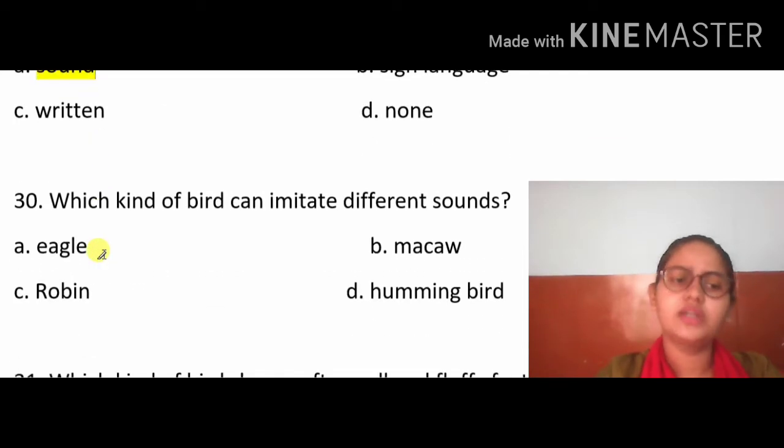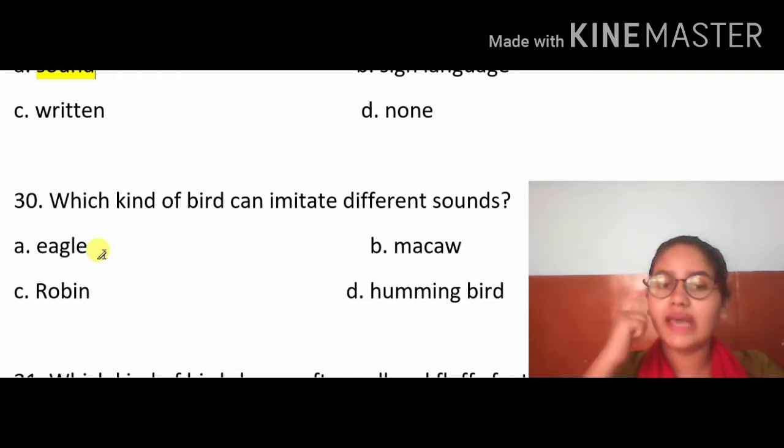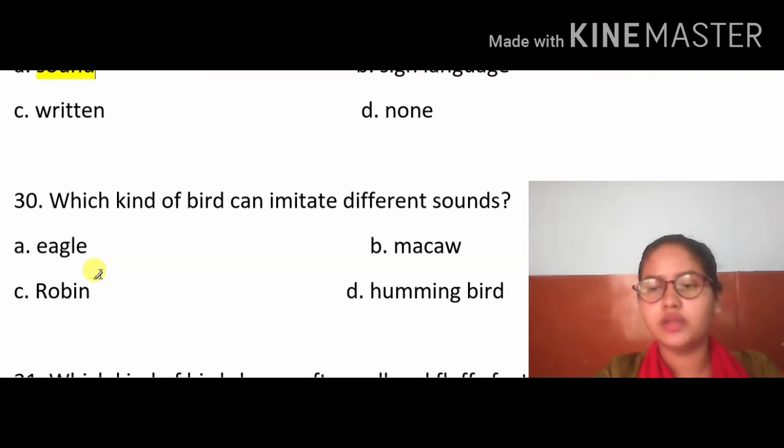Okay. Now come to the third one. Which kind of bird can imitate different sounds? Imitate means to copy something, right? As you can see in our generation, like living beings, when small babies, right, children, what they do, they imitate their elders, copy their elders, copy their attitudes, right? So which kind of bird can imitate different sounds?